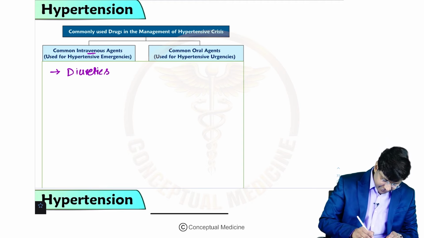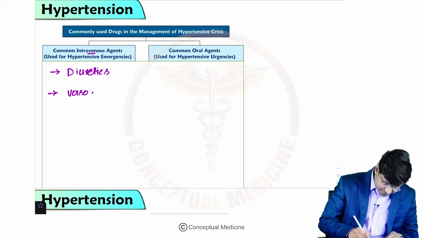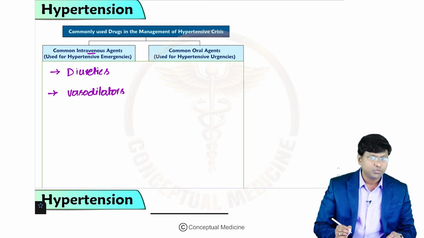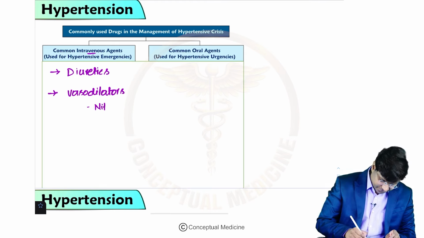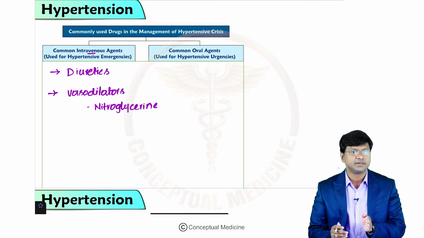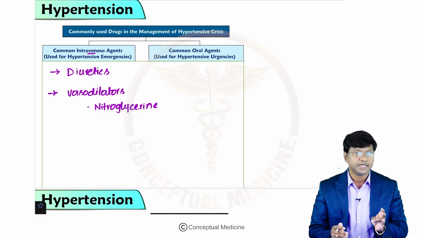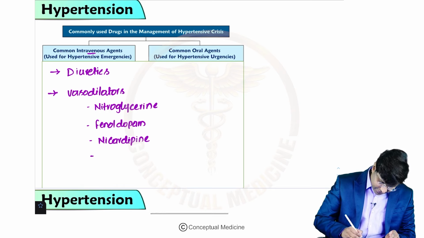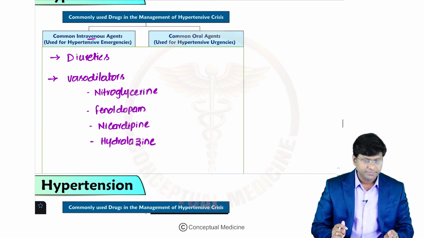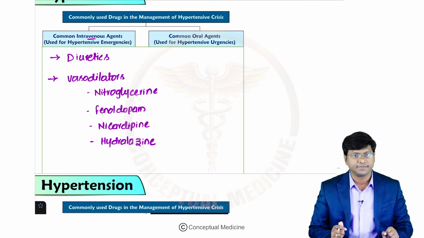then followed by that we have vasodilators. And what are these vasodilators which we give in case of hypertensive emergencies? It is mainly nitroglycerin. Followed by that, the other vasodilators include fenoldopam, nicardipine, and then hydralazine. So these are the vasodilators which are given through the intravenous route for the treatment of hypertensive emergency.